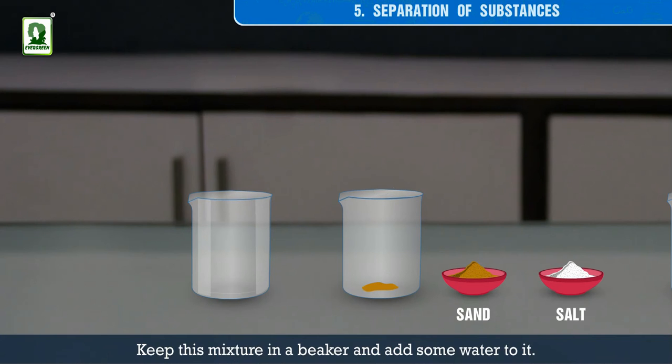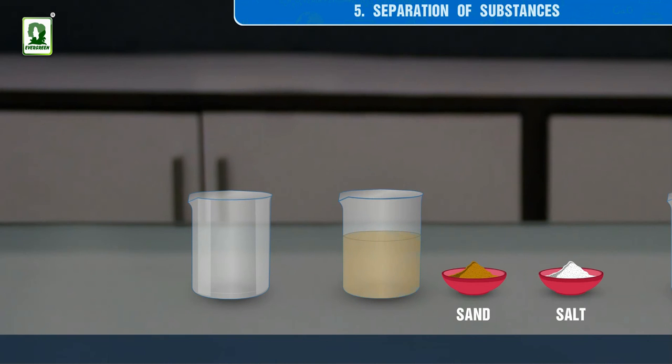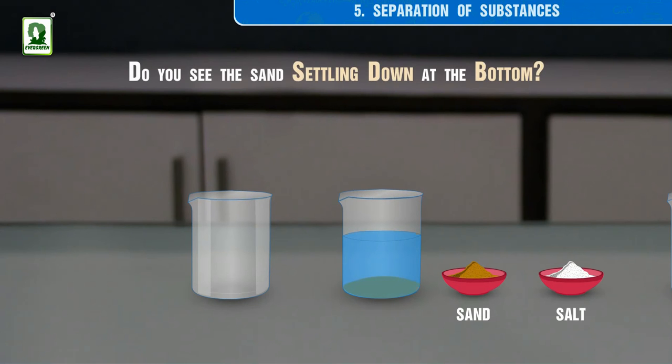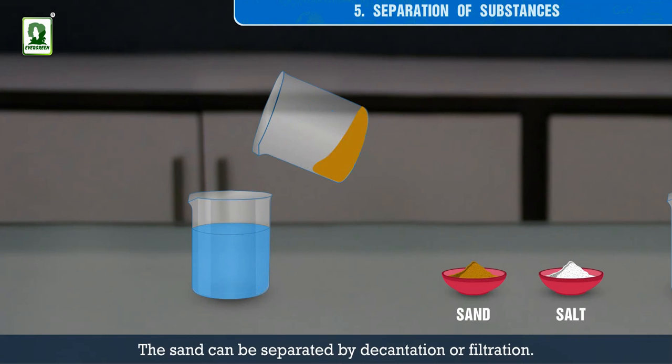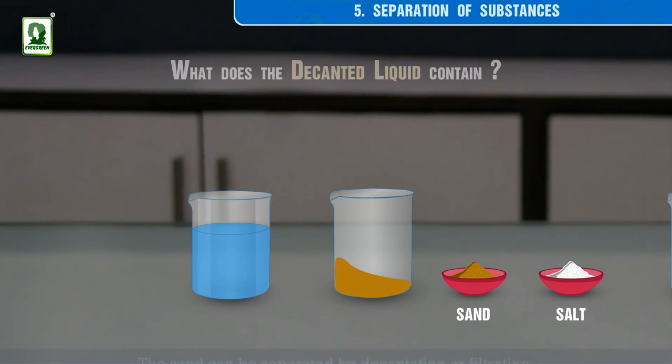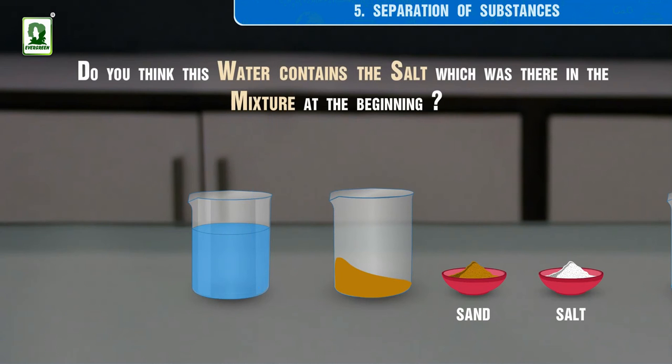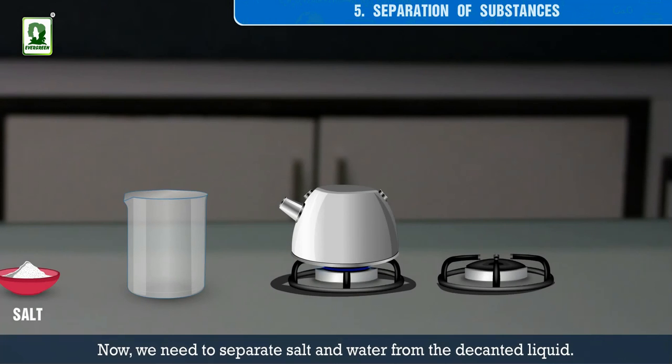Keep this mixture in a beaker and add some water. Leave the beaker aside for some time. Do you see the sand settling down at the bottom? The sand can be separated by decantation or filtration. What does the decanted liquid contain? Do you think this water contains the salt which was there in the mixture at the beginning? Now, we need to separate salt and water from the decanted liquid.